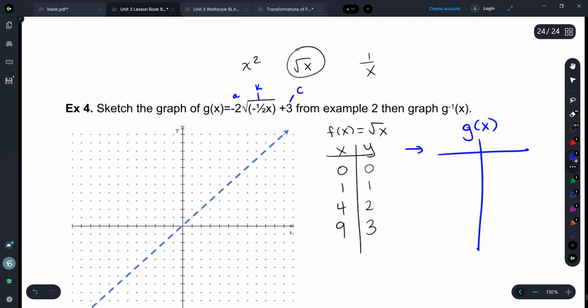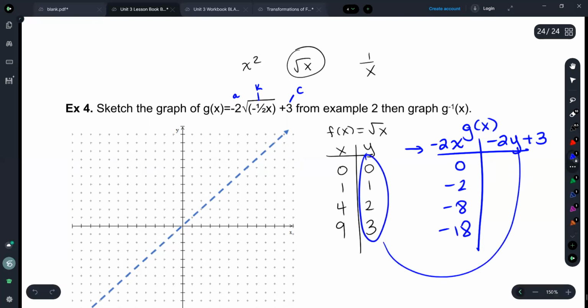Okay, perfect. So we have an A, a K, and a C. And when we set up the equations, what should we get here? Okay, just same as what we've been doing all along. Very good. Make sure you do the reciprocal of K here. So let's take all of our x's and multiply by -2. And then we'll take all of our y's and multiply those by -2 and then also add 3 to them.